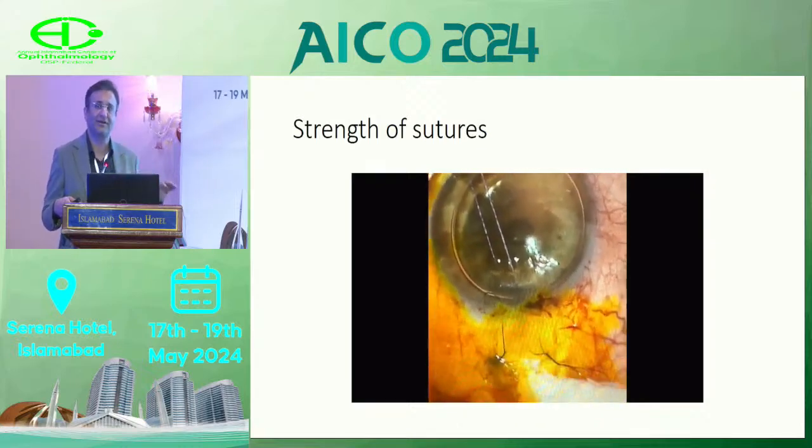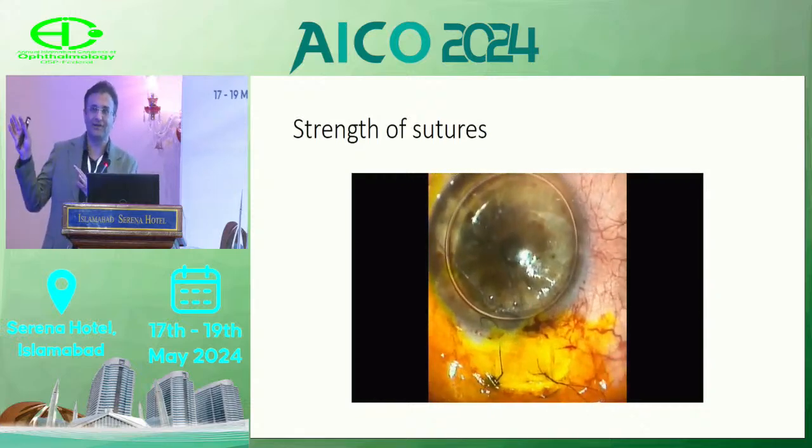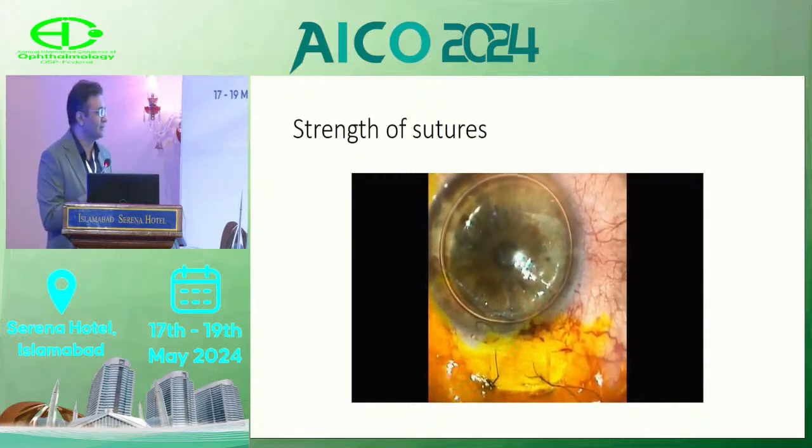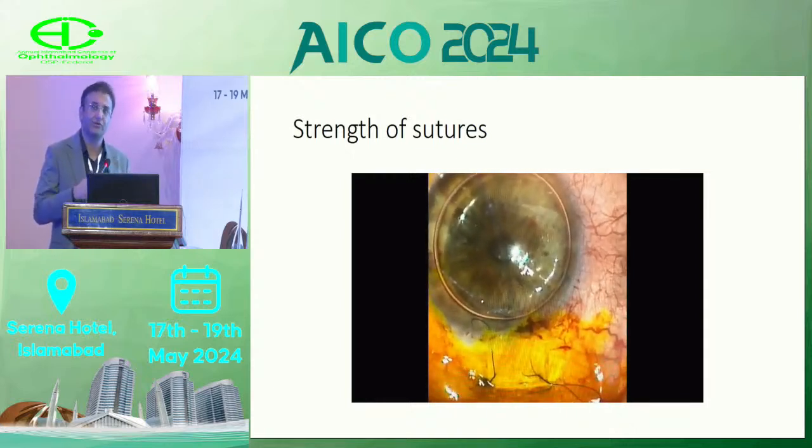You don't want hypotony in 0.95 and 1.0 discs, where there is only a temporal disc. You don't want hypotony. So strength of sutures is very, very important. You want to tighten it but not too tight and not too loose. So Moorfields says tighten just enough that when you press even slightly here, there is a little bit of egress of fluid.